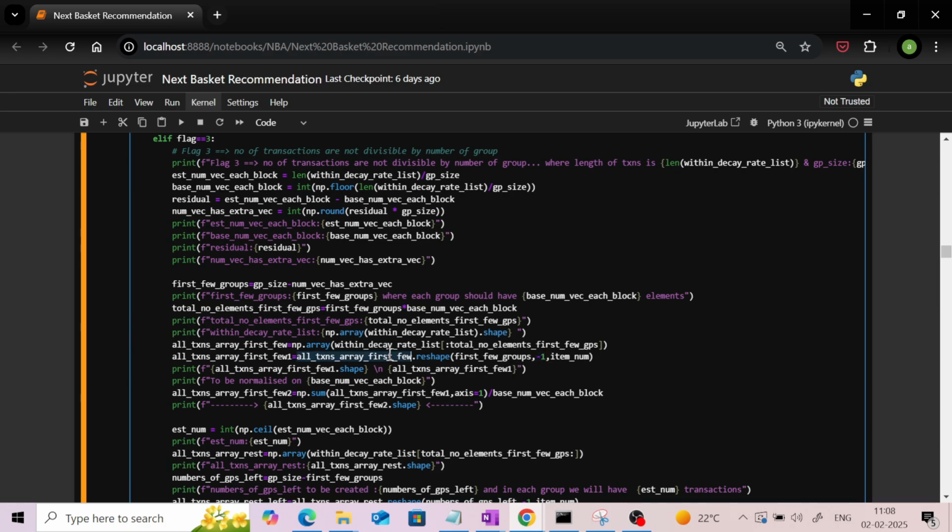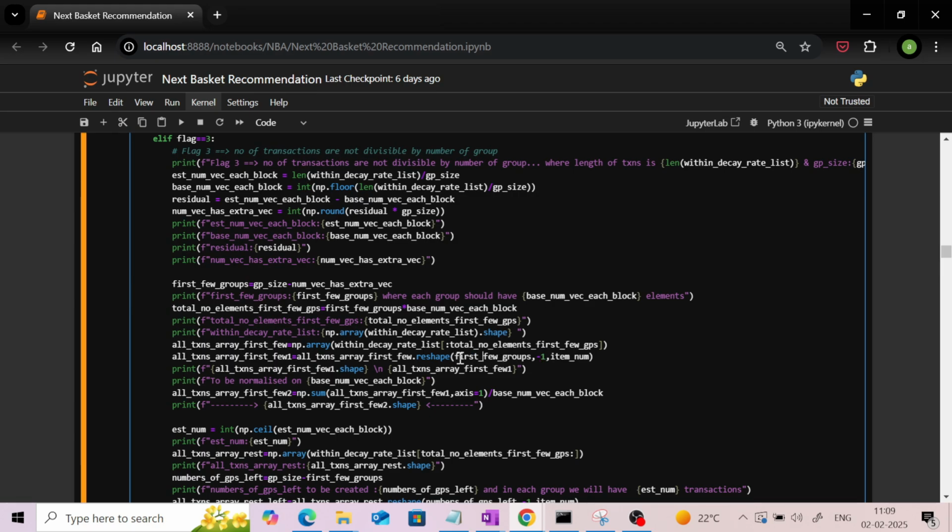So we had this all transactions array first few. After this subsetting, we know it had 12 transactions, and each transaction was of length 11,997. Now we are saying numpy, convert this two-dimensional array, 12 by 11,997, in this format. This is two-dimensional; here we are saying to make a three-dimensional array.